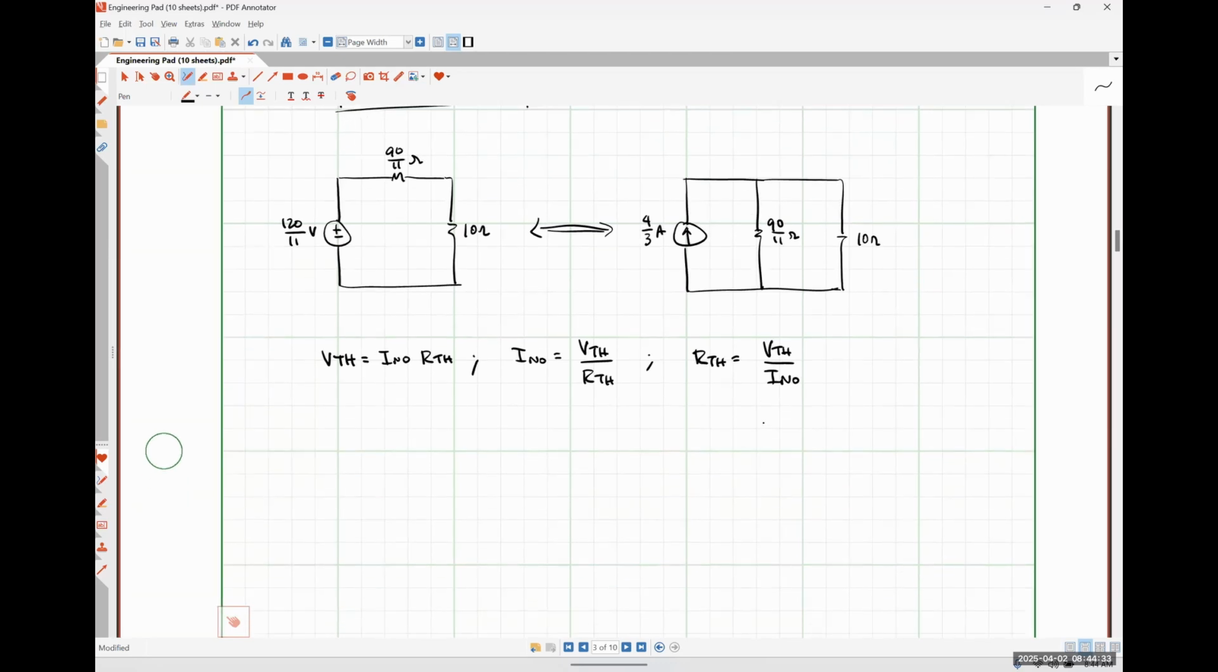So our Norton current is 4/3 of an amp. Our Thevenin resistance is 90/11ths of an ohm. When I multiply those two guys together, 4/3 of 90 is 120. So I should wind up getting 120 over 11 volts. You can throw that into your calculator if you feel like it. And if that's true, it proves that we did everything correct.